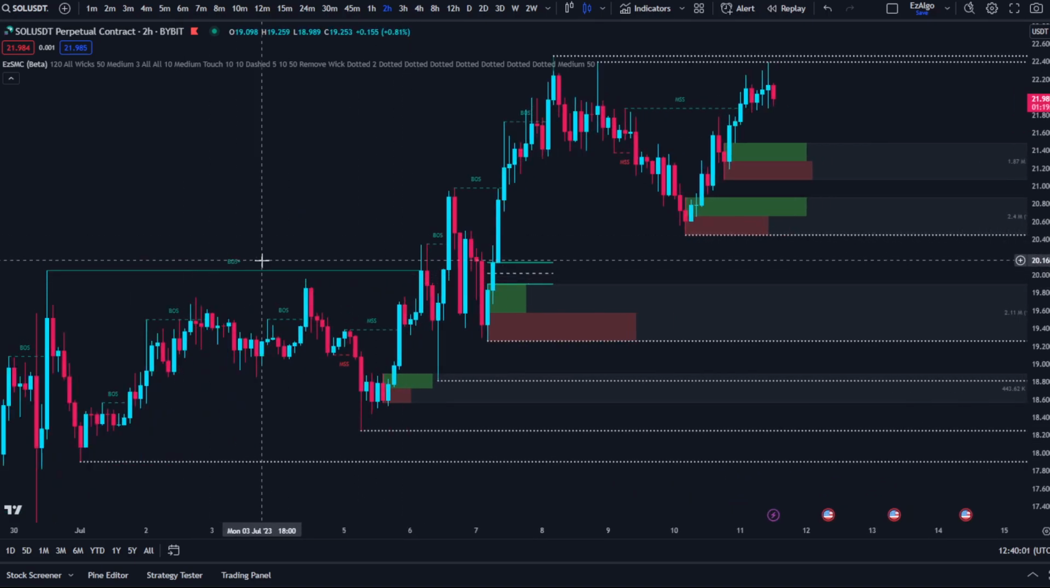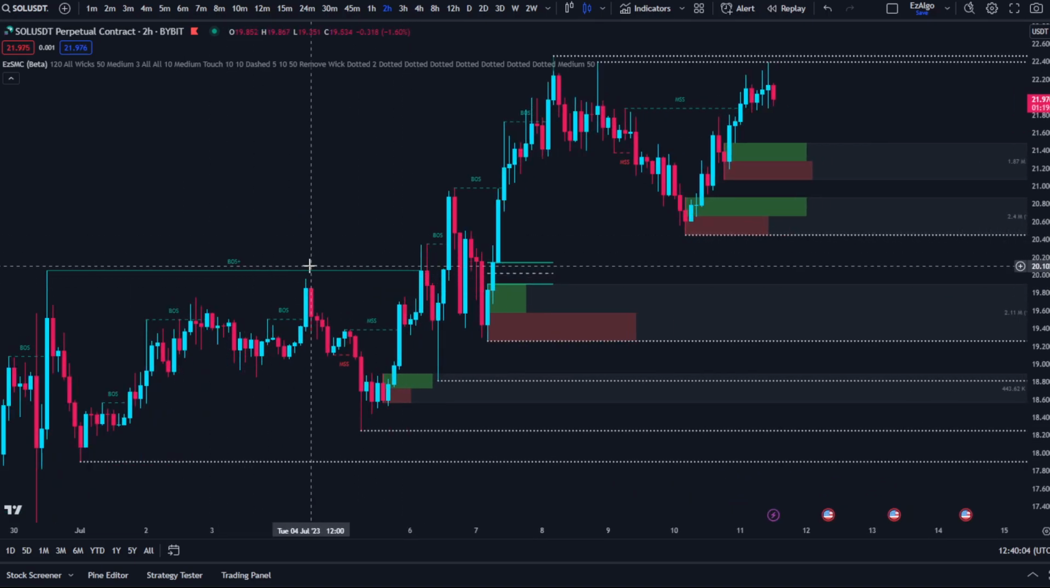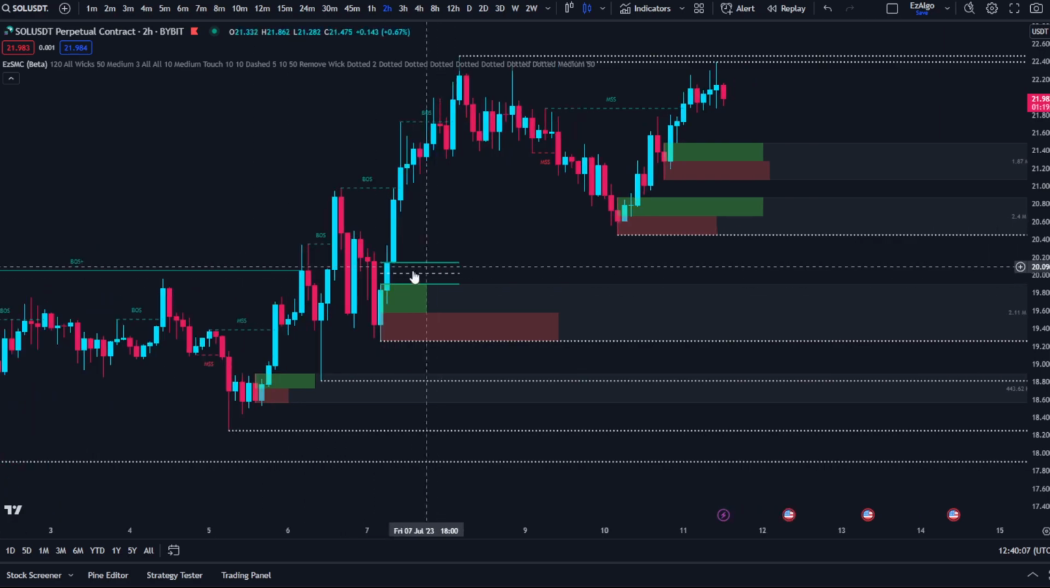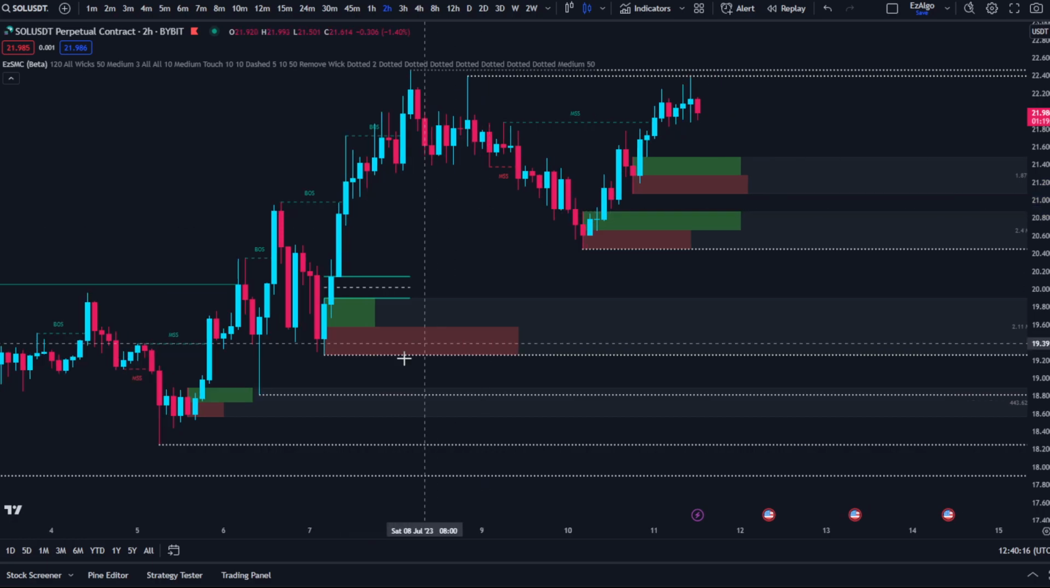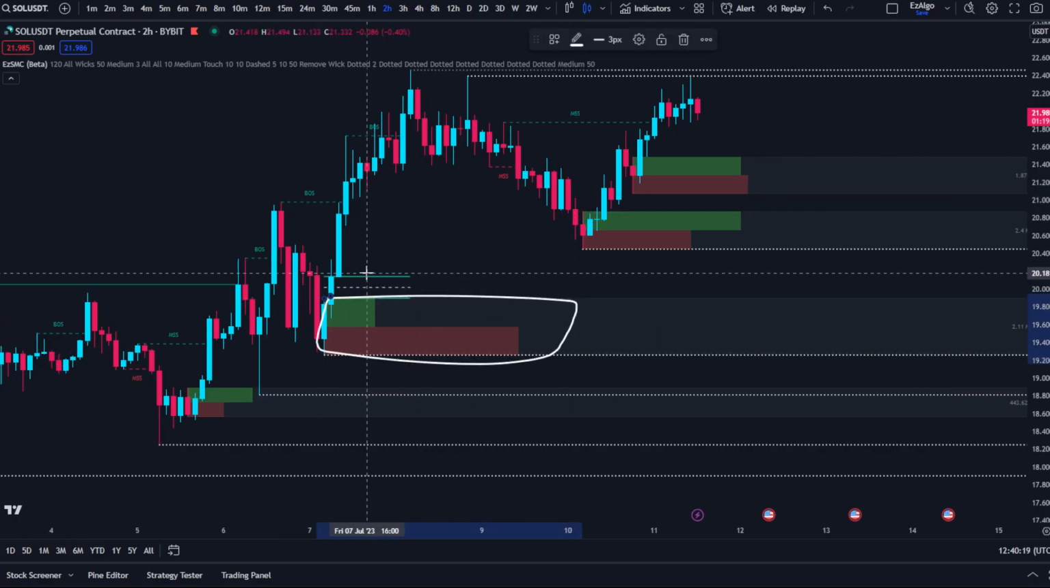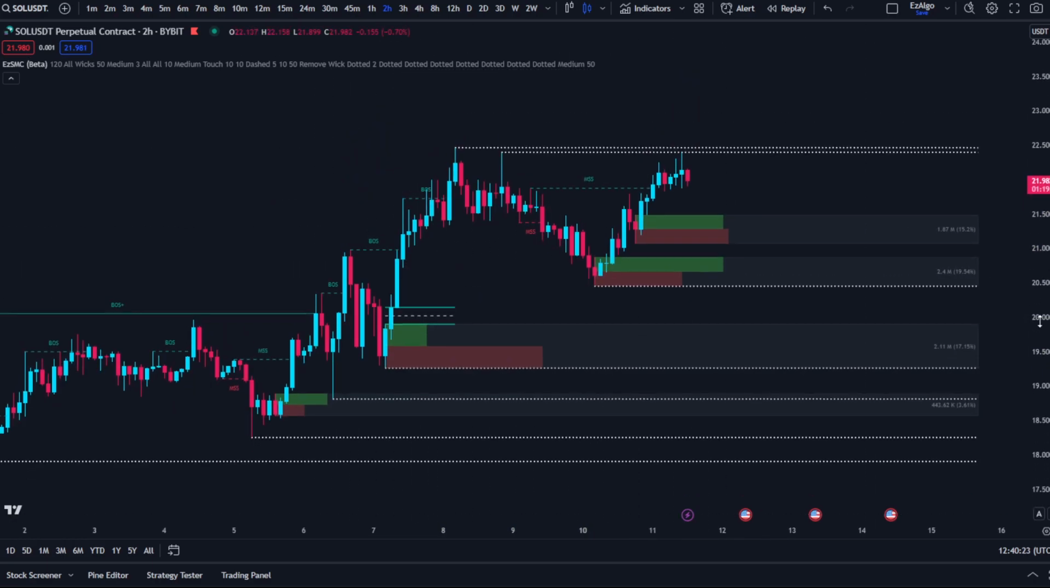You want to see a break of structure, right? This is our external break of structure, meaning we are in a bullish market condition with a strong move up, followed by an internal break of structure, creating this order block and this fair value gap. So that is going to be your highest probability trade.